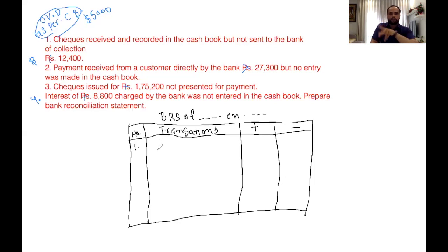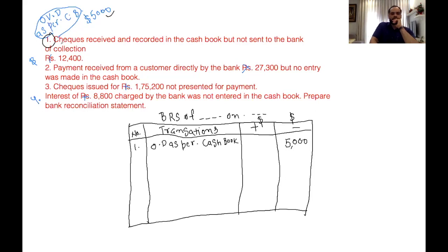Let's start with the first line: balance as per passbook or balance as per cash book. As you can see, here we have an overdraft balance as per cash book. So I will write down here overdraft as per cash book. Since it's an overdraft, I will write it in the negative. It's dollars, so 5,000.